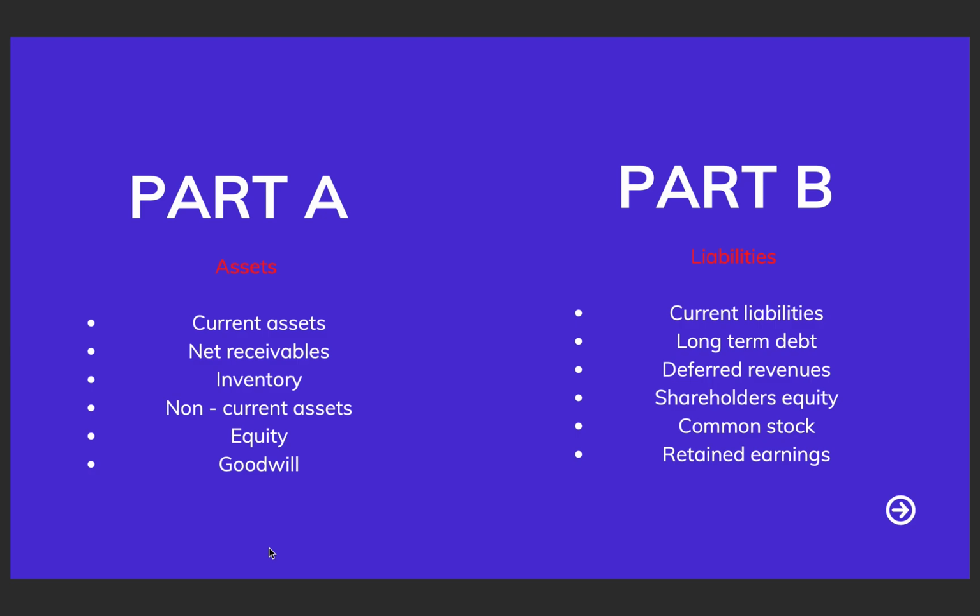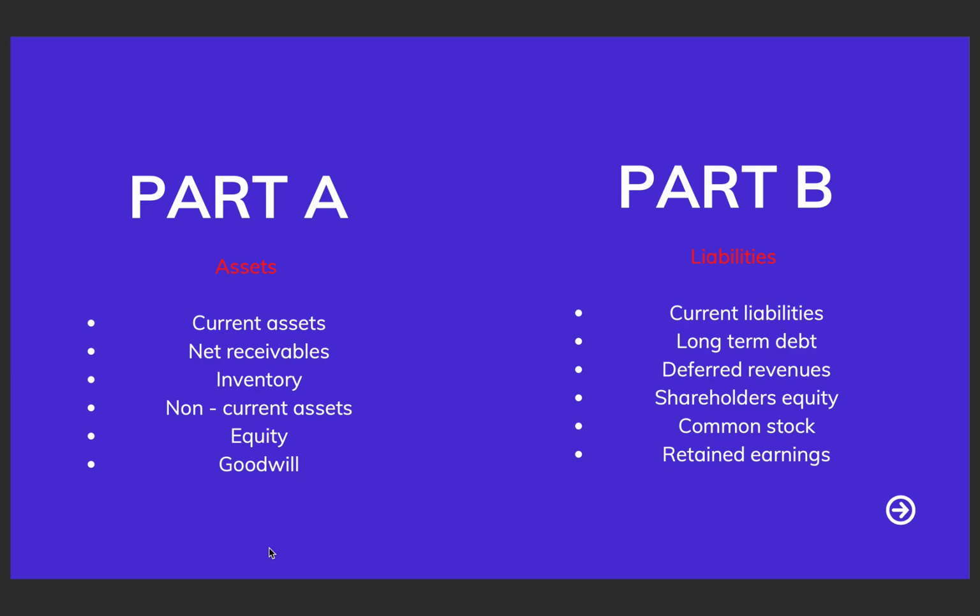Here is what we're going to learn in this two-part series. We're splitting this video into two parts, part A and part B. In part A, which is this video, it will cover assets, all current assets, net receivables, inventory, non-current assets, equity, goodwill. You will get a complete understanding of why certain things are documented as current assets and certain parts are documented as non-current assets, and also a complete understanding of goodwill and how an asset is depreciated.